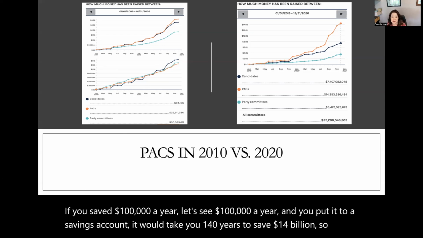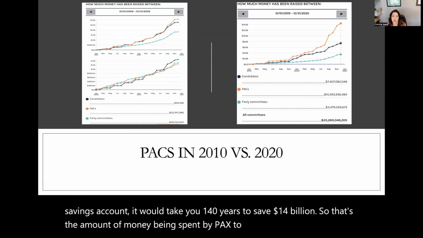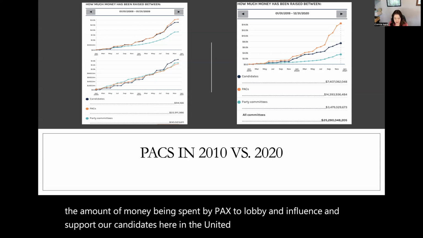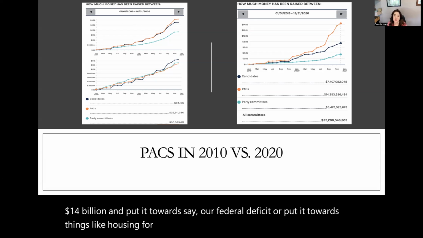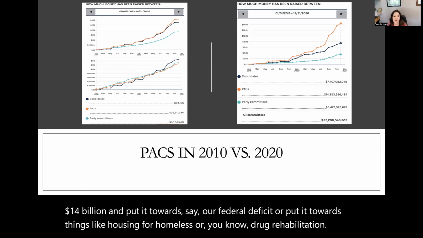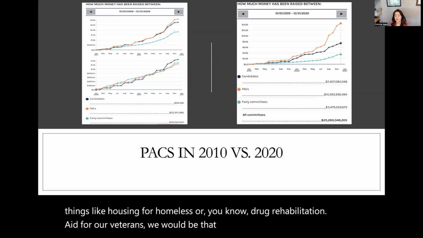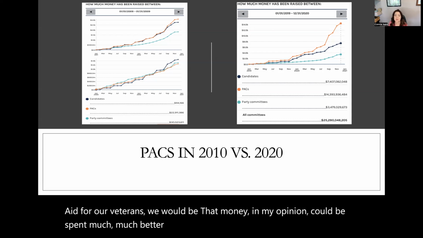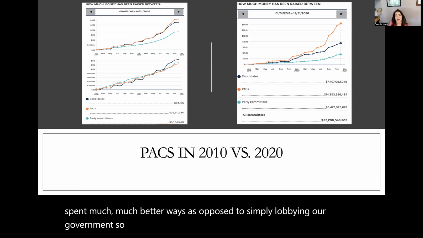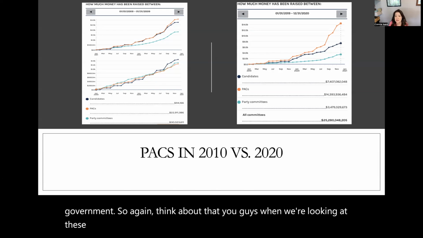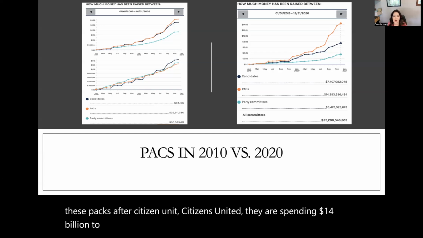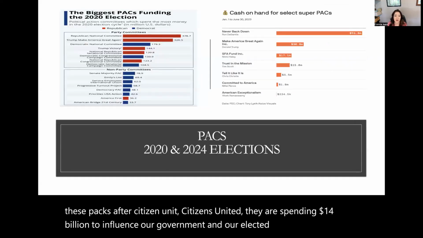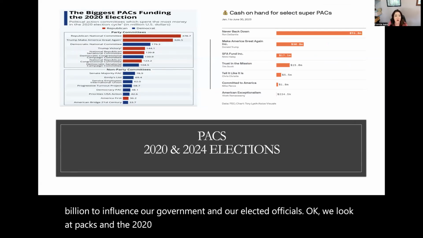So that's the amount of money being spent by PACs to lobby and influence and support our candidates here in the United States. If we were to take that $14 billion and put it towards, say, our federal deficit, or put it towards things like housing for homeless, or drug rehabilitation, or aid for our veterans, that money, in my opinion, could be spent in much, much better ways as opposed to simply lobbying our government. So again, think about that, you guys. When we're looking at these PACs after Citizens United, they are spending $14 billion to influence our government and our elected officials.